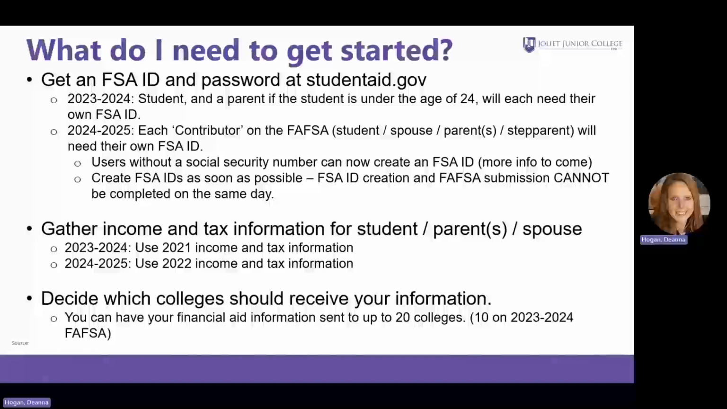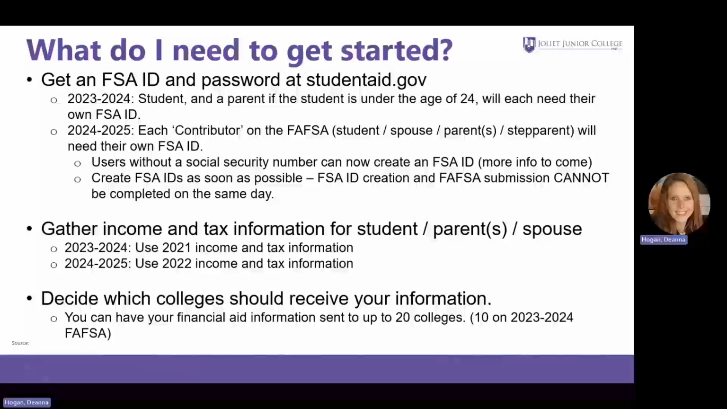Beginning with 2024-2025, contributors who do not have a Social Security number will still be able to create an FSA ID. As of the date of this recording, we are still awaiting more information from the Department of Education on when this feature will be available. The student and any other potential contributor should create their FSA ID as soon as possible. You will not be able to create your FSA ID and submit the FAFSA on the same day due to the verification process that takes place for the FSA ID.